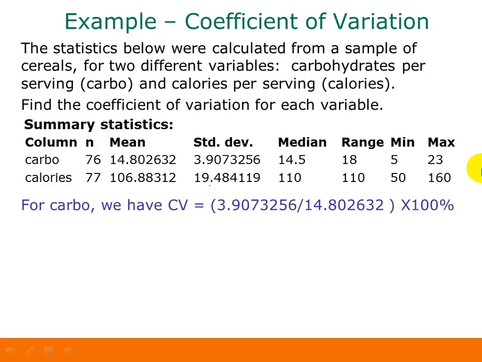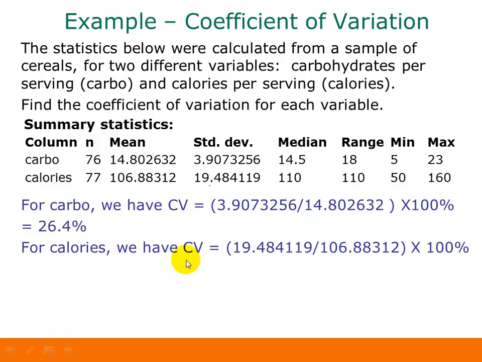So our coefficient of variation for carbo is our standard deviation divided by our mean times 100%, which gives us 26.4%. For calories, we have our standard deviation, 19.48, divided by our mean, times 100%, and that gives us a result of 18.2%.